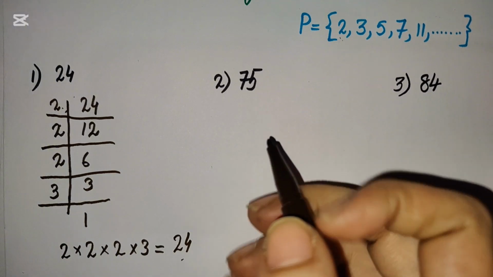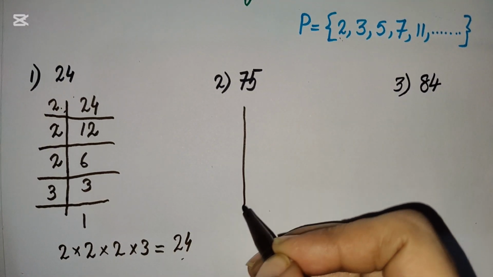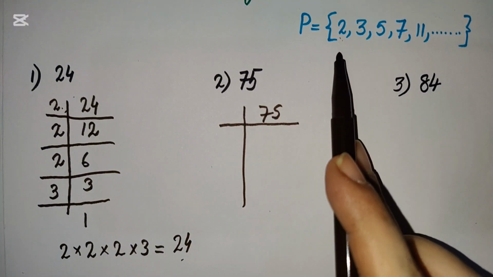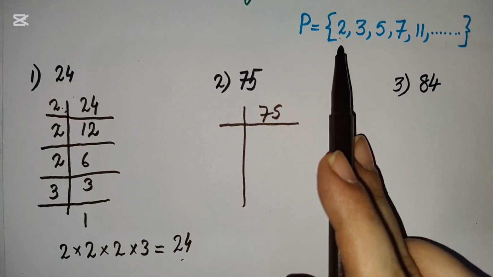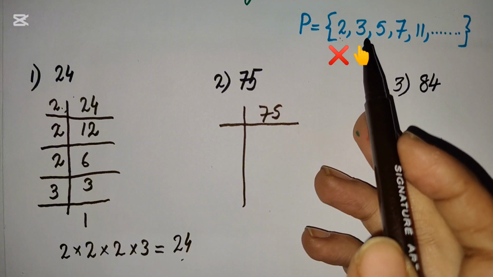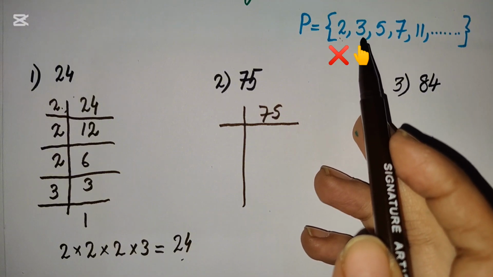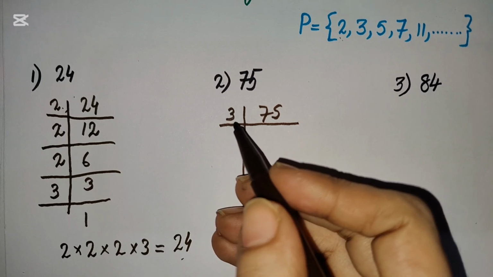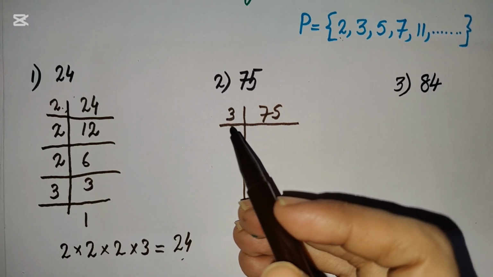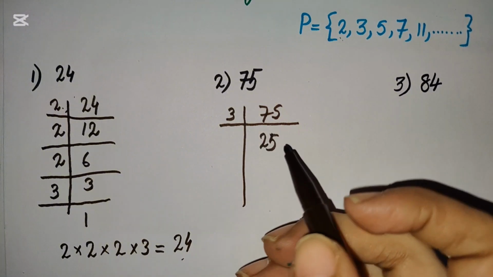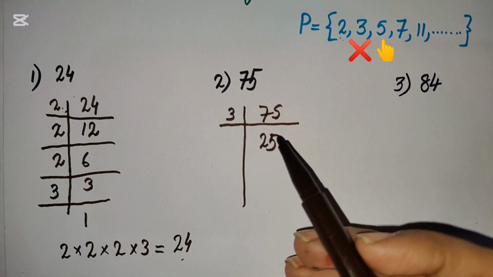So next example is 75. We will do the same with 75. We will start with the first prime number, which is 2. We know that 75 is not divisible by 2. Next we will choose the second prime number, which is 3. So we will write 3 here. We know that 75 divided by 3 we will get 25. 25 is not divisible by 3.